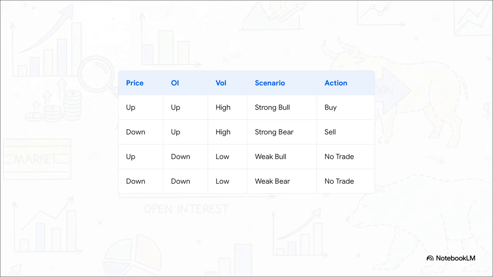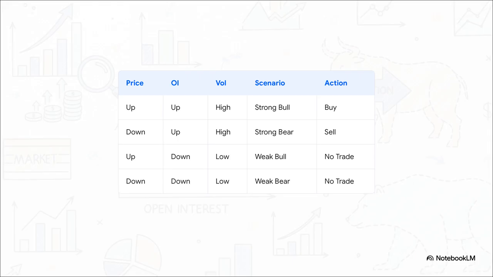If the price is moving up, volume is high, and open interest is rising, that is strong bullish. Your action? Buy on pullbacks. But look closely at that second scenario. If the price is going down, volume is high, and open interest is still going up, that is strong bearish. It means new sellers are rushing in with massive conviction, so you sell on rallies.